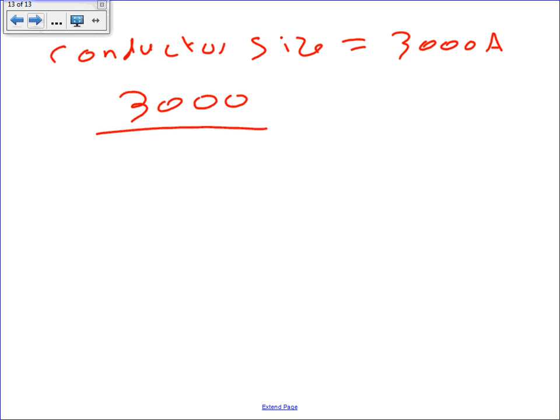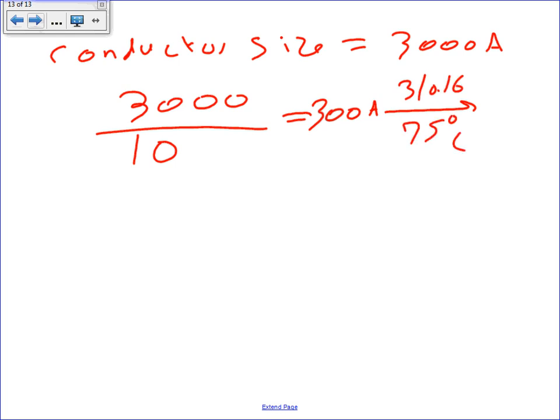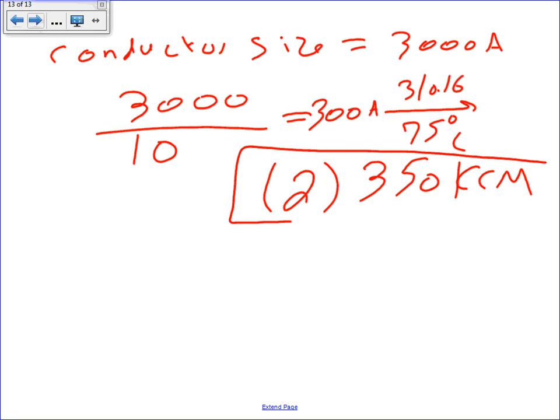Okay, so divide this by 10. What do you get? 10 sets. What do you get? 300 amp. Take this to 310.16 under the 75-degree column. And you guys know why the 75-degree column. Over 100 amps. Yep, thank you. What's the size? 350. So from here, I have two conductors, 350 kcmil. Two conductors, 350 kcmil.